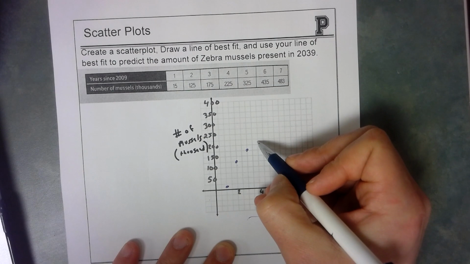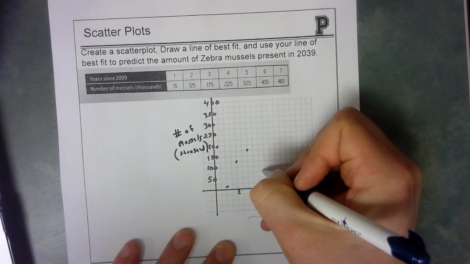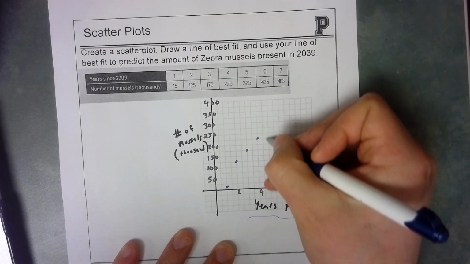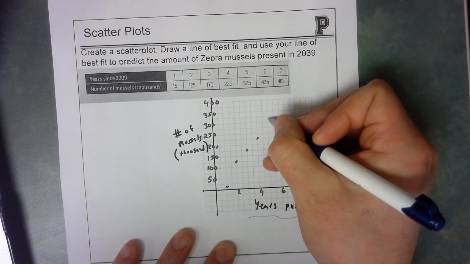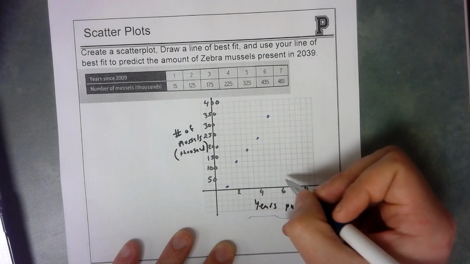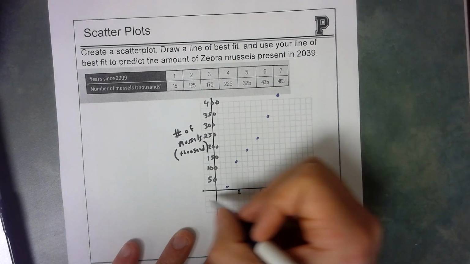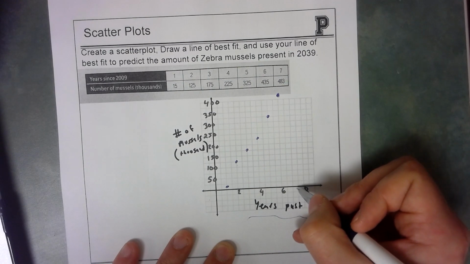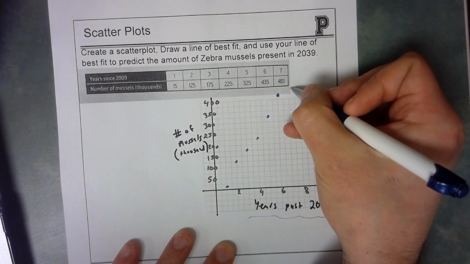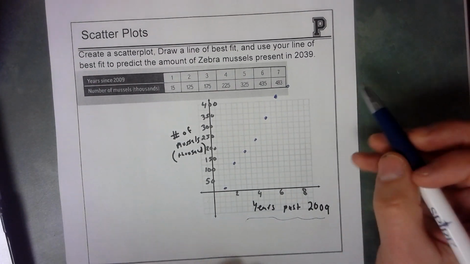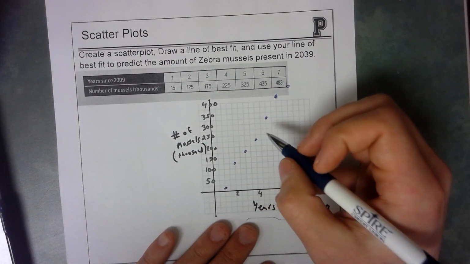4 and 225. 5 and 325. 6, 435. Oh, that one's going to be a little off our chart. And then 7 years passed, and we got 483. Again, somewhere kind of off our chart. So you guys can definitely see that positive correlation, positive trend.